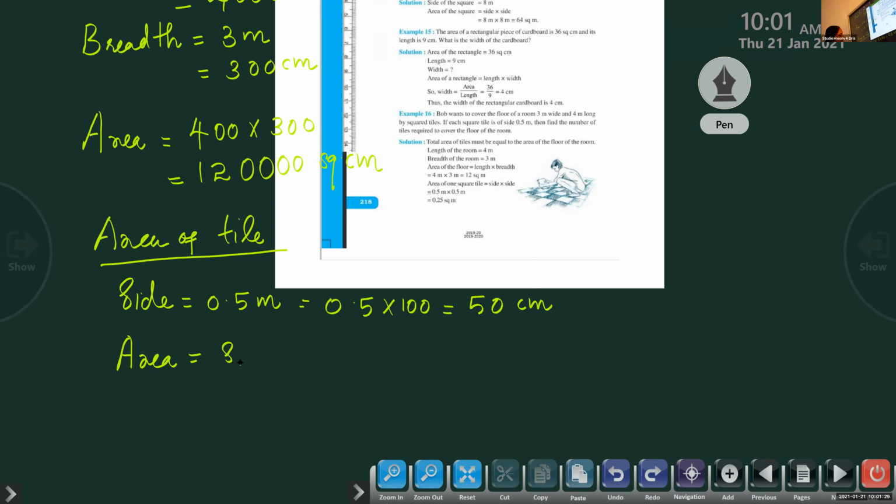So what is area? Area equal to side into side, equal to 50 into 50. How much is 50 into 50? Yes, children. Ma'am, 2500. Correct. 2500 square centimeter.